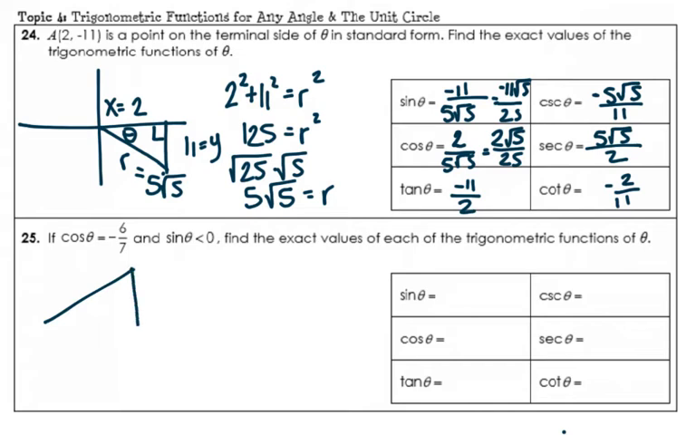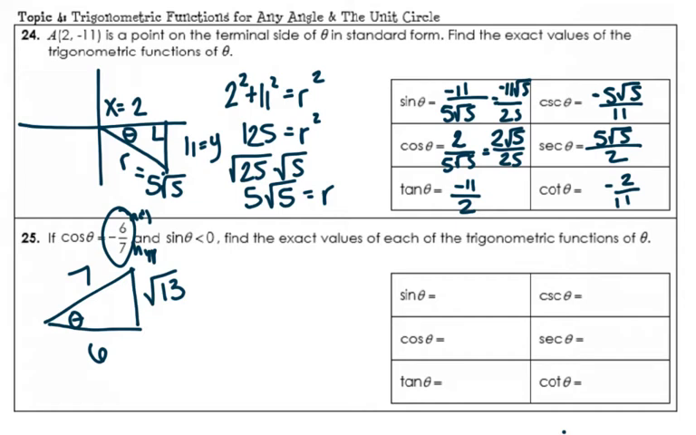Alright, so for 25, I'm going to draw a picture. Here's my theta. Remember, this is adjacent over hypotenuse. So my hypotenuse is 7, and my adjacent is 6. And I can do Pythagorean theorem really quickly, and I get the square root of 13. So it doesn't really matter which one you make negative. It's kind of up to you.